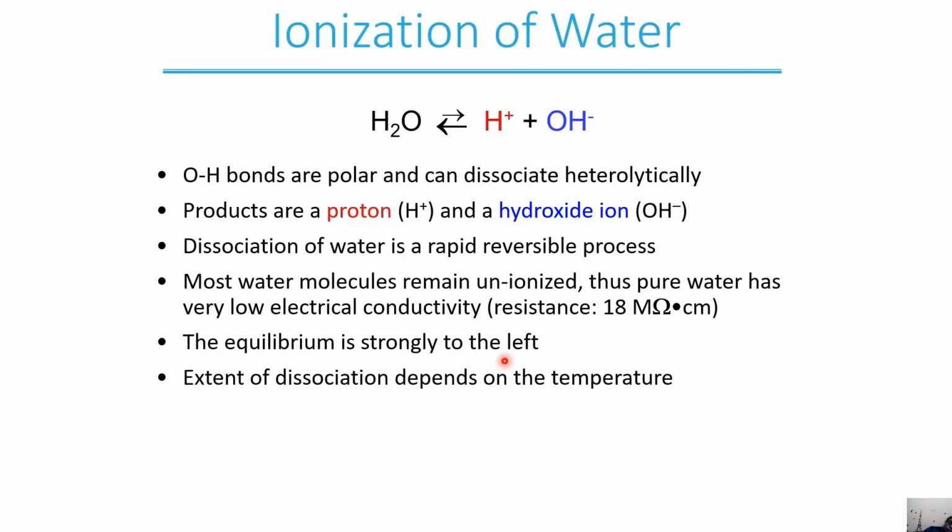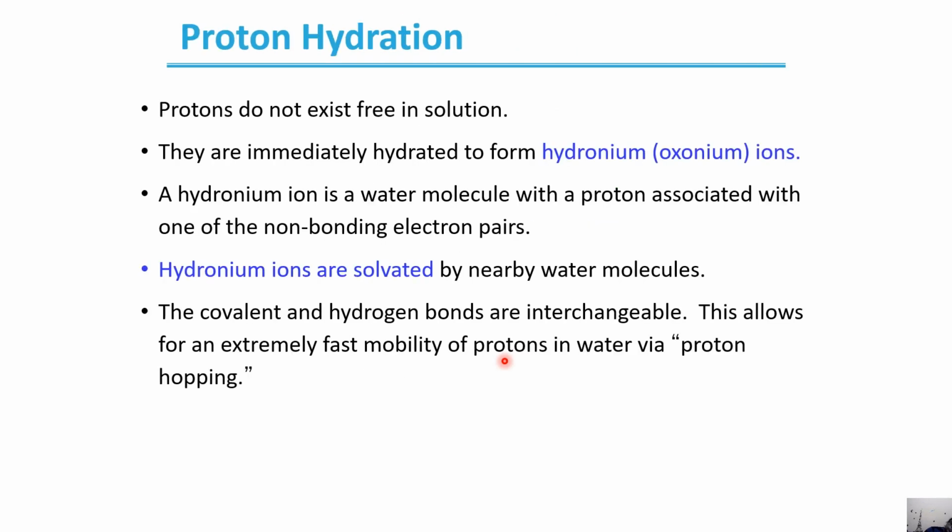So if you see ionization of water, the OH bonds are polar and can dissociate electrolytically. The products are a proton and a hydroxide ion. So dissociation of water is a rapid reversible process. Most water molecules remain unionized. Thus pure water has very low electrical conductivity and the equilibrium is strongly to the left. The extent of dissociation depends on the temperature.